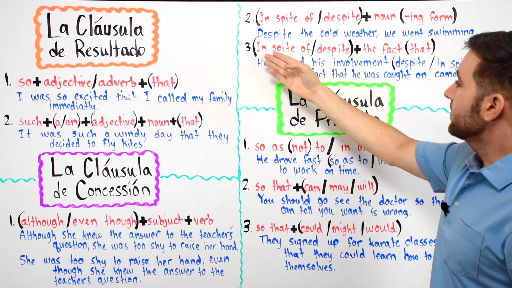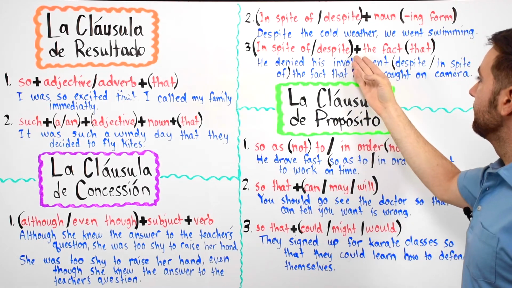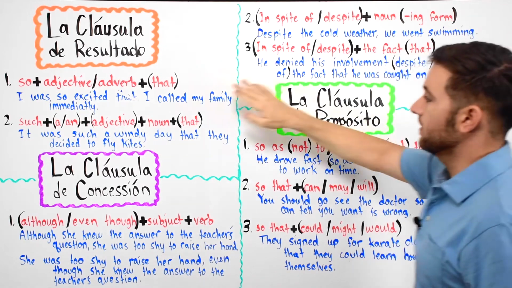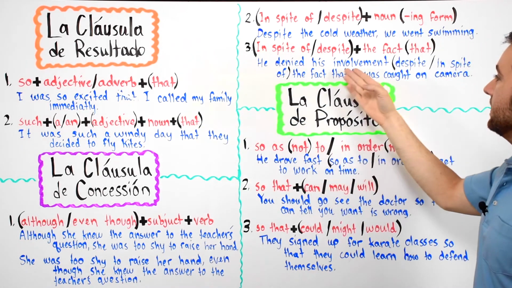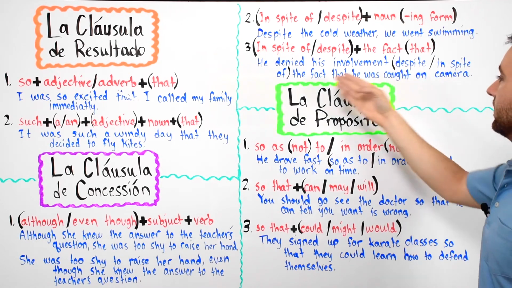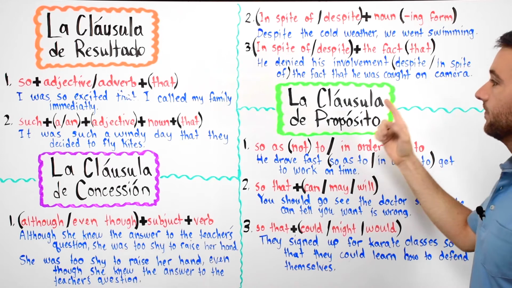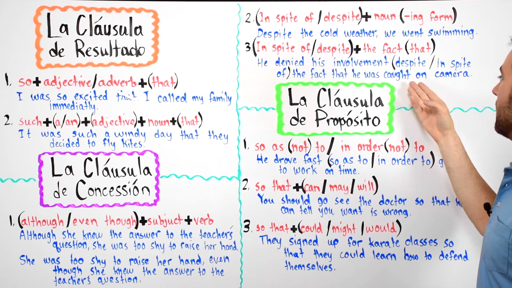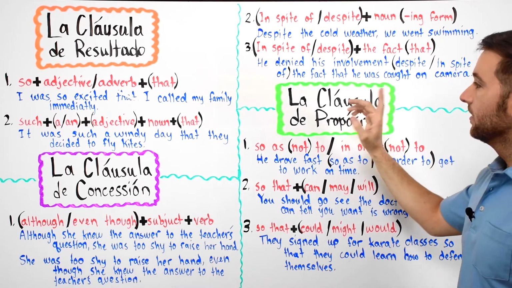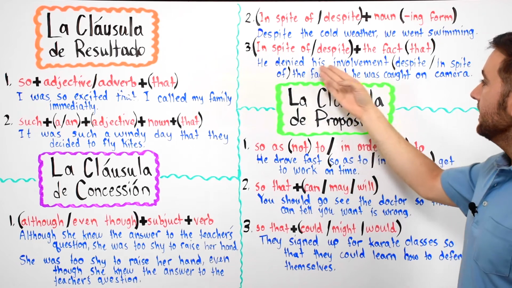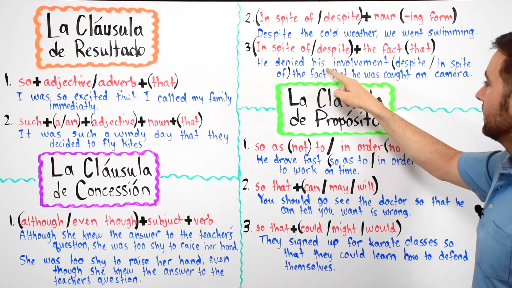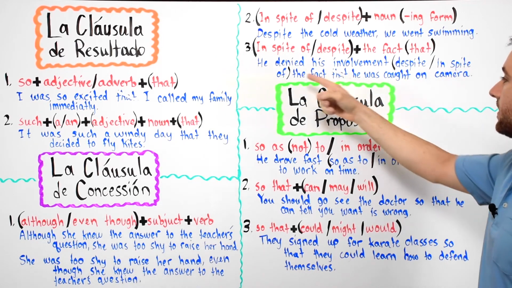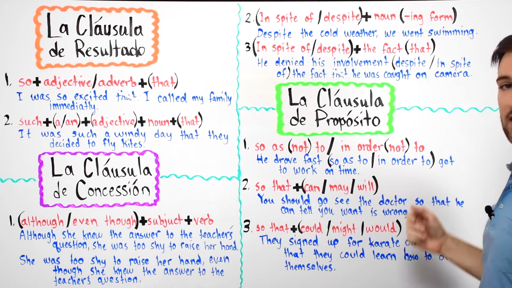También pueden decir in spite of or despite plus the fact, and then we have the word that, like right here and right here. He denied his involvement despite the fact that he was caught on camera. Again, he denied his involvement in spite of the fact that he was caught on camera. Now remember that right here? He denied his involvement despite the fact he was caught on camera. He denied his involvement in spite of the fact he was caught on camera.